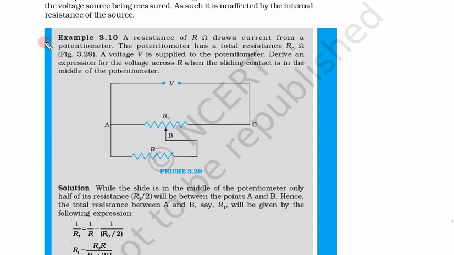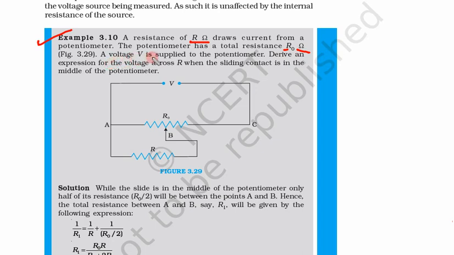Let's see this example 3.10. A resistance of R ohm draws current from a potentiometer. So this R ohm draws a current from a potentiometer. The potentiometer has total resistance R0 ohm. So total resistance is R0 ohm.